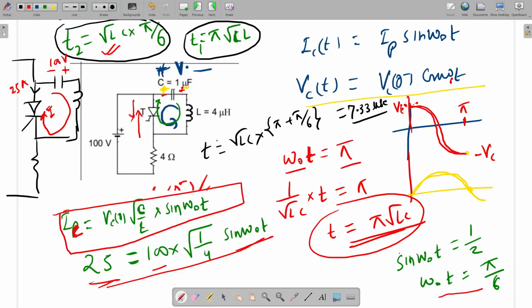Yes, sir. Clear, sir. Okay. So this T1 plus T2 will be total. So when we are turning on this thyristor, first this sequence will happen. This sequence will take the time pi under root LC, and second sequence, how much time will it take? Second sequence will take this time. So after T1 plus T2, thyristor will be turned off. So total time will be 7.33 microsecond. Clear?